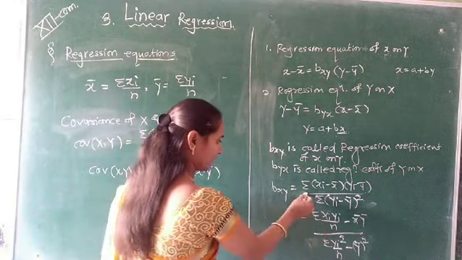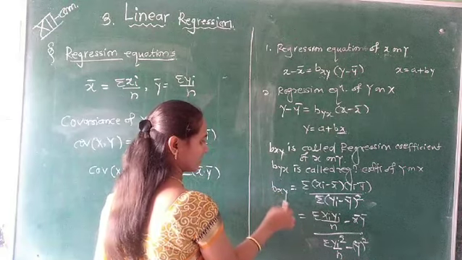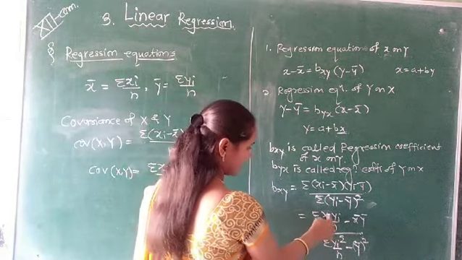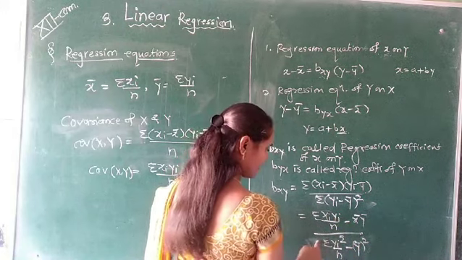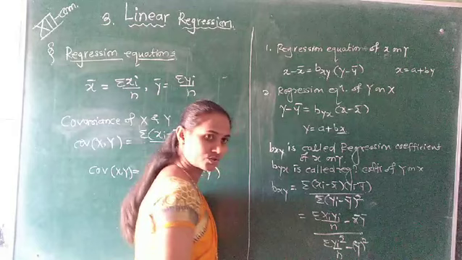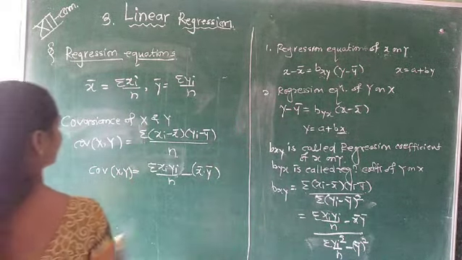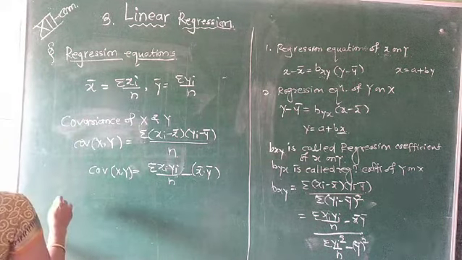This is a shortcut formula, another way of finding the regression coefficient bxy: summation xi yi upon n minus x bar into y bar divided by summation yi square upon n minus y bar square. This is the formula for variance of y. Here we write the formula for variance of x and variance of y.